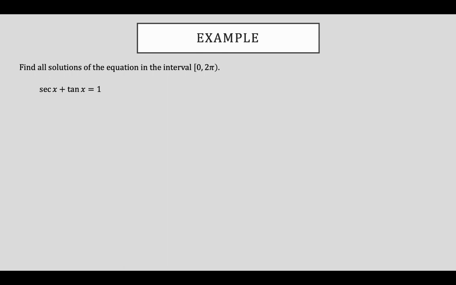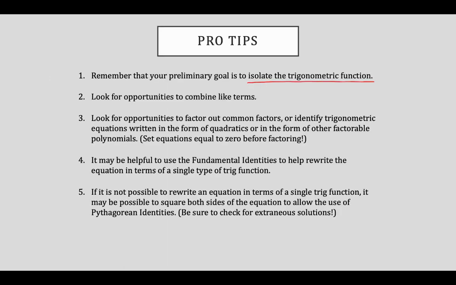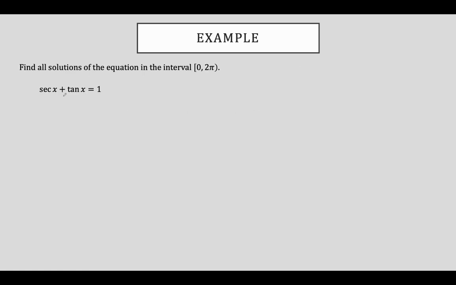You might recall from earlier on, one of our pro tips, number 5 here: if it is not possible to rewrite an equation in terms of a single trig function, it may be possible to square both sides of the equation to allow the use of Pythagorean identities. All right, so let's see if we can do that and get the problem to work out for us. Here we are again. Secant x plus tangent x is equal to 1. Let's square both sides of the equation.